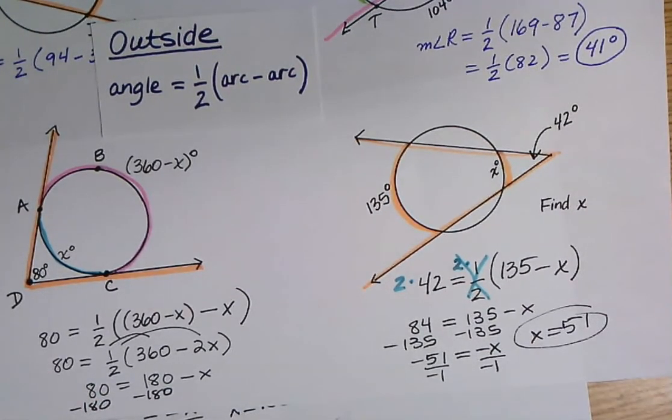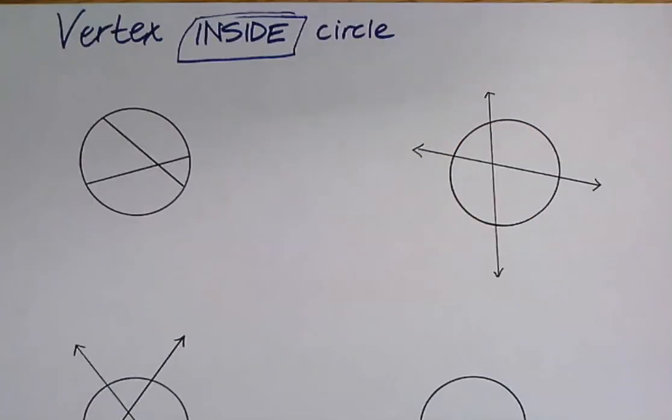All right, and that's outside. Vertex is outside the circle. Last but not least, we're going to do the ones where the vertex is inside the circle. Okay, so last but not least, we have vertices, or the vertex, inside the circle.